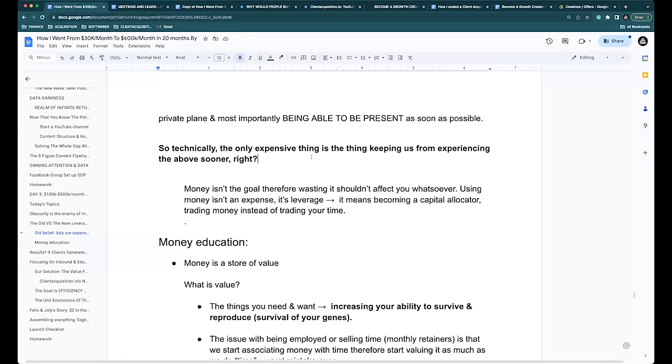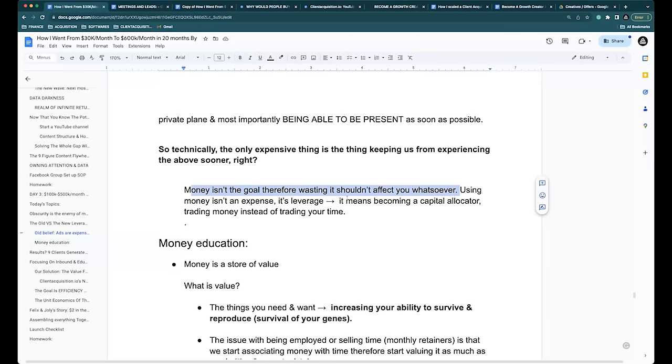You should not be worried about, oh my God, Lemlist is going to cost me 15 bucks a month. Oh, Loom is going to cost me 10 bucks a month. Who cares? It's not about the cost. It's about the outcome, right? Money is not the goal. Therefore, wasting it shouldn't affect you whatsoever. Using money isn't an expense, it's leverage. It means becoming a capital allocator, trading money instead of trading your time.